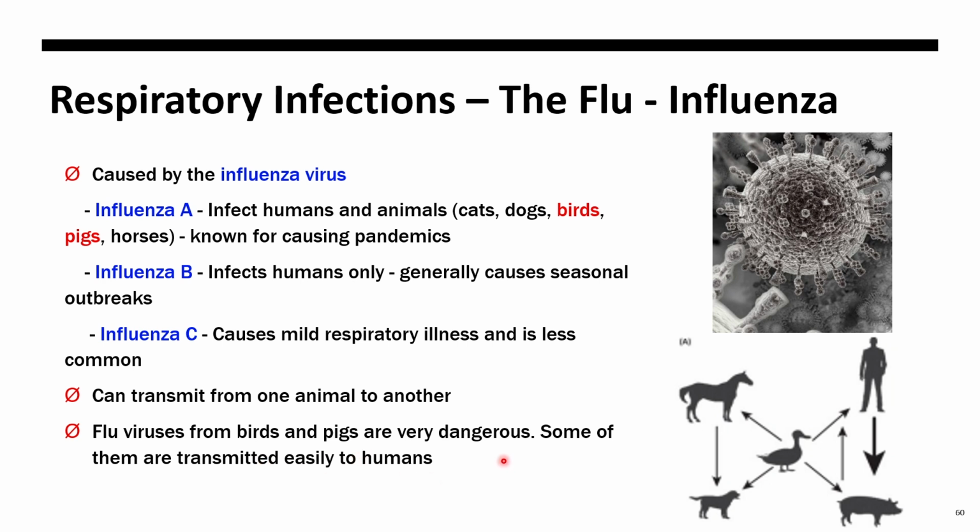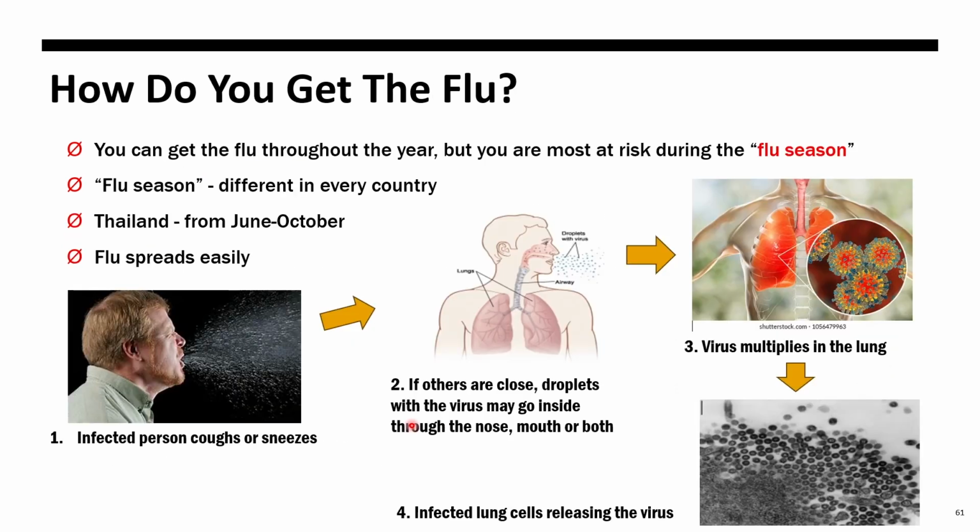Have you heard of avian flu or swine flu? These are very dangerous flus that have caused many deaths among people in the past. So how do you get this flu? You can get flu throughout the year, but you are at most risk during the flu season. Flu season is different in every country. So do you know the flu season in Thailand? It's from June to October. It is the time when the flu easily spreads.